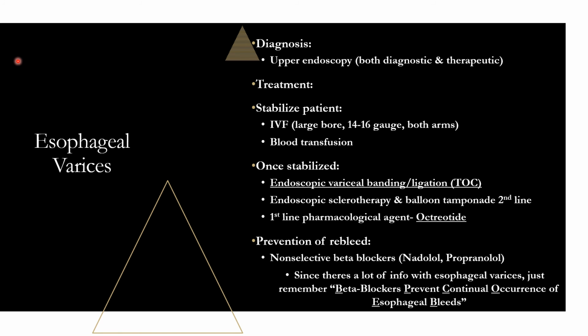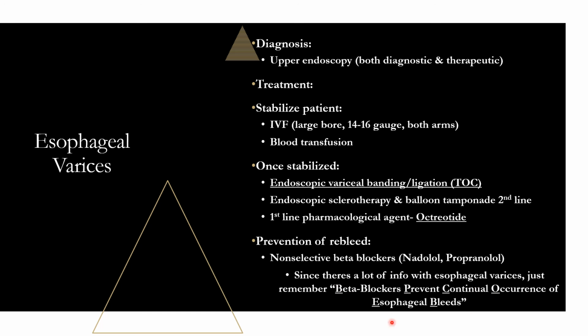So there's a lot of stuff to know here. There's a lot of treatment. There's a lot of things you need to know. So I found a way that you can remember pretty much, I feel like, the 6 things that you need to know with one sentence. So like we just went over, beta blockers prevent continual occurrence of esophageal bleeds.